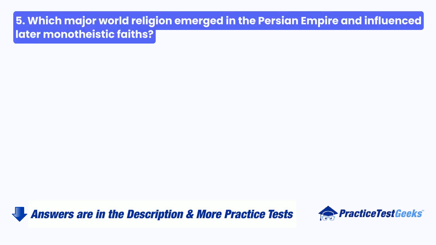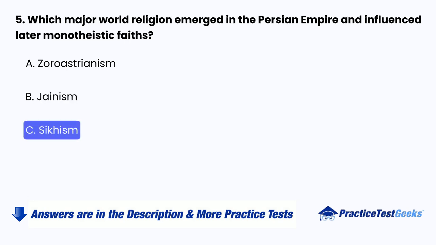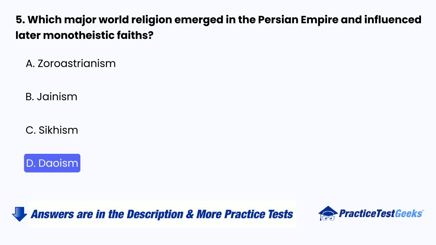5. Which major world religion emerged in the Persian Empire and influenced later monotheistic faiths? A. Zoroastrianism. B. Jainism. C. Sikhism. D. Taoism.